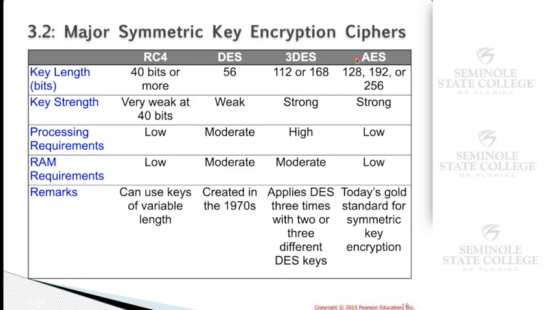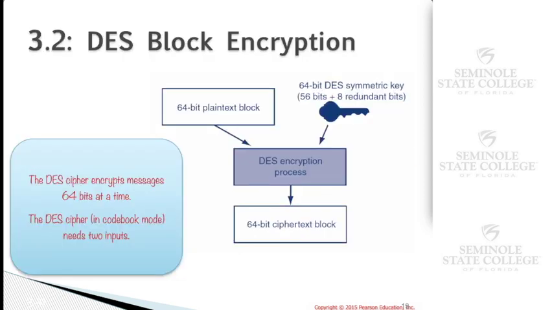Look at what happens when you get AES, which is the Advanced Encryption Standard. You get a very strong cipher, and it is today's gold standard, because, if you look at this part, it uses low processing and RAM requirements. So it is definitely the preferred encryption today.